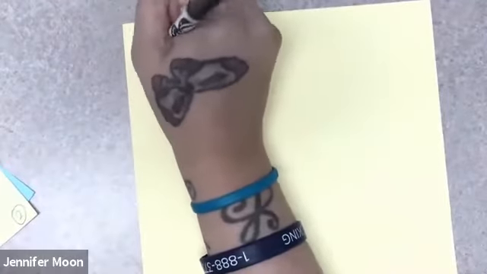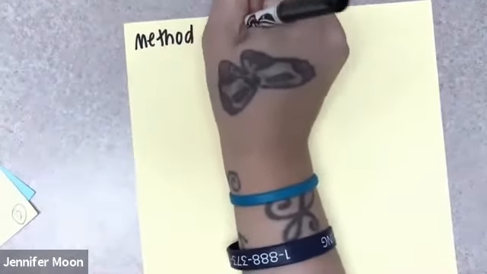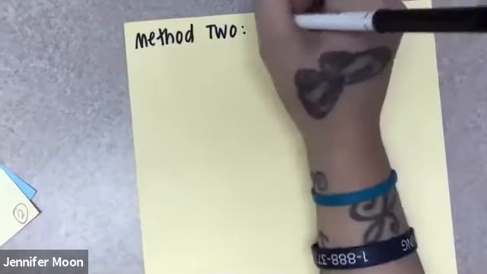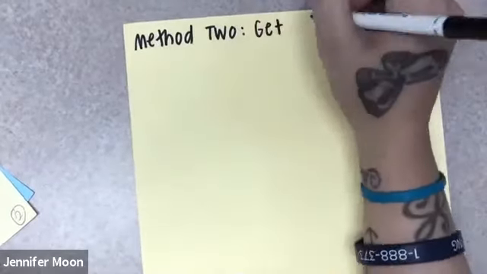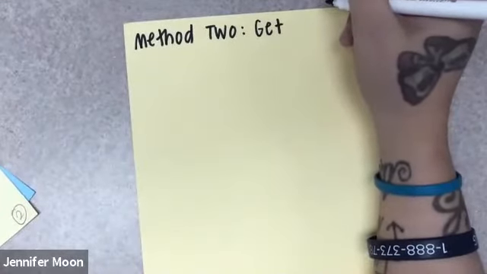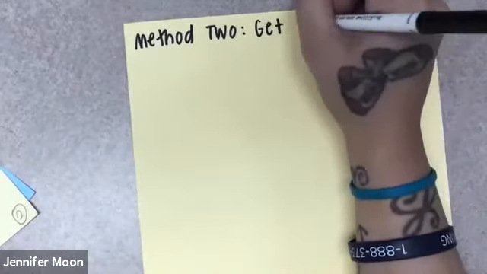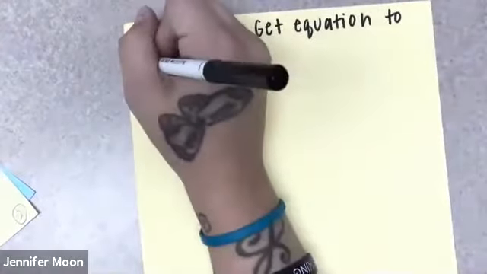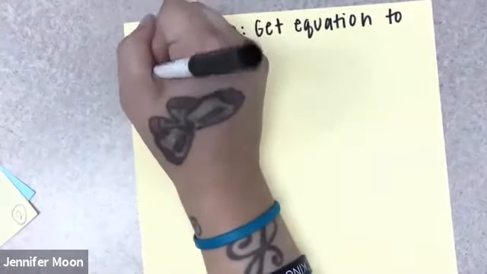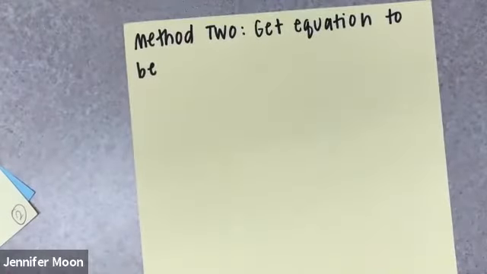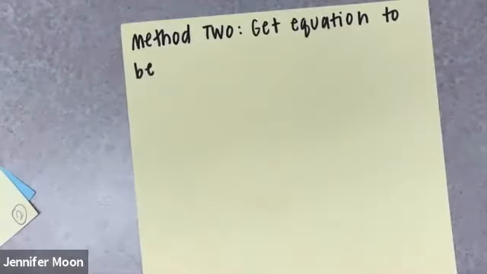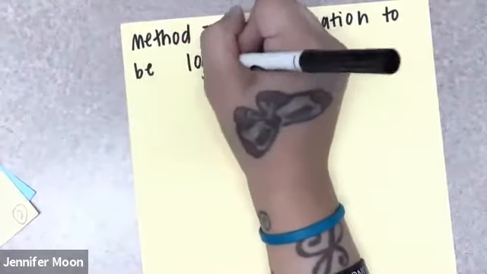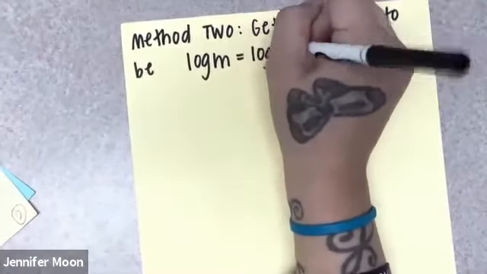Okay, so for method 2, what we want to do, sometimes I word things weird. Get equation to B. I just have get to, and then what I'm trying to get to, but I don't know if that's going to be ambiguous. Get equation to B, and this is what I mean. It needs to look like this. It needs to look like log of M equals log of N.